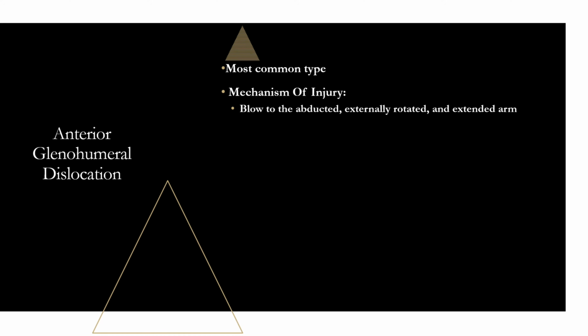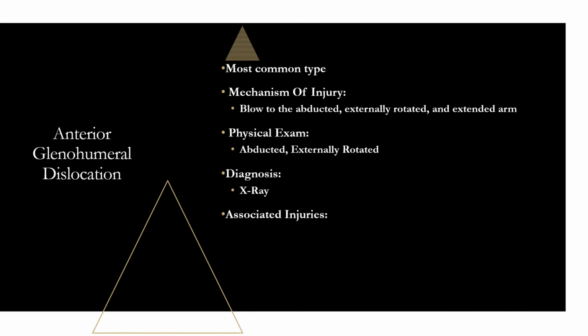But focus on the arm being abducted away from the body, extended, externally rotated, and then something hitting the arm in that position. On physical exam, what you're looking for is abduction and external rotation. So an anterior dislocated shoulder causes the arm to be slightly abducted and externally rotated. For diagnosis, you're going to get your x-rays, of course. That's going to include your AP view, your scapular Y view, and axillary view to visualize the dislocation.